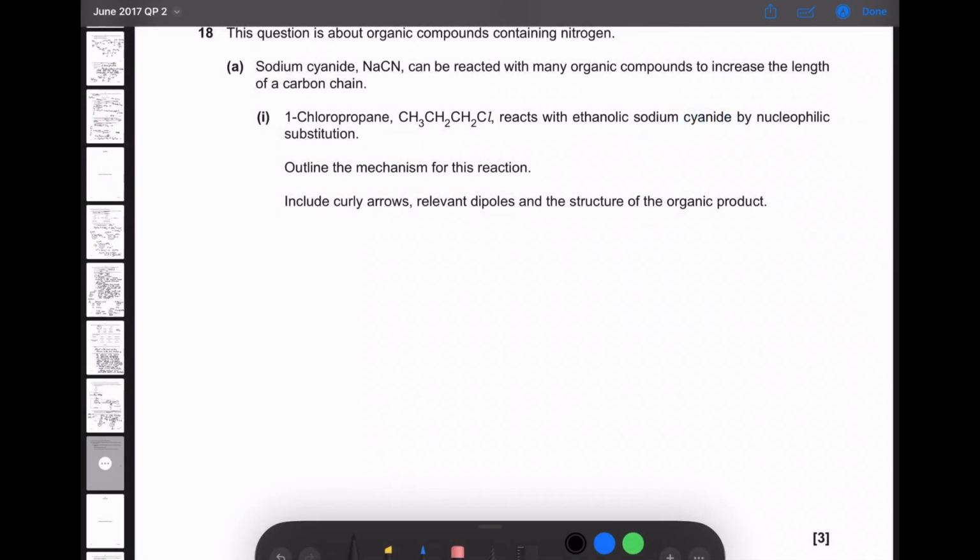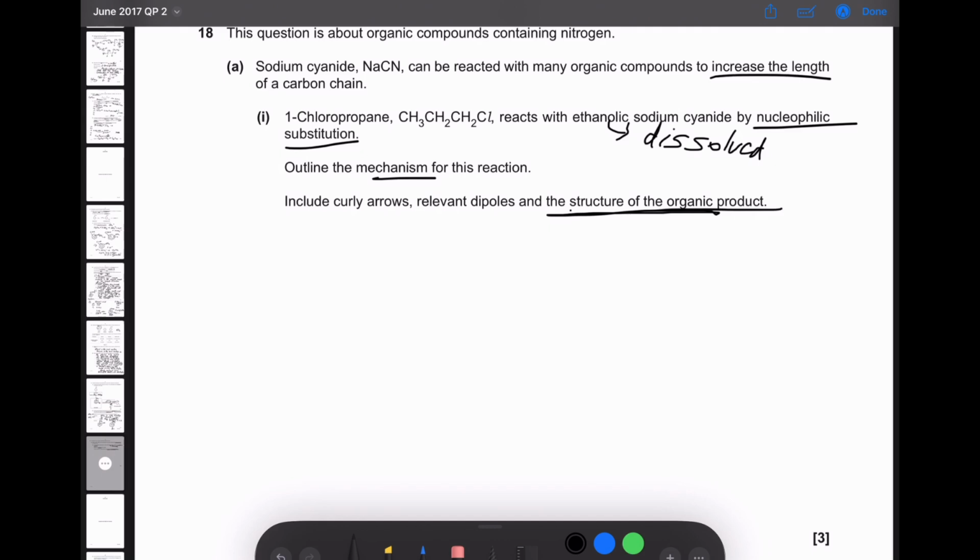This question is about organic compounds containing nitrogen. Sodium cyanide can be reacted with many organic compounds to increase the length of a carbon chain. 1-chloropropane reacts with ethanolic sodium cyanide by nucleophilic substitution. Ethanolic just means dissolved in ethanol. And nucleophilic substitution, they've even told you the name of the mechanism. Outline the mechanism for this reaction, include curly arrows, relevant dipoles, and the structure of the organic product.